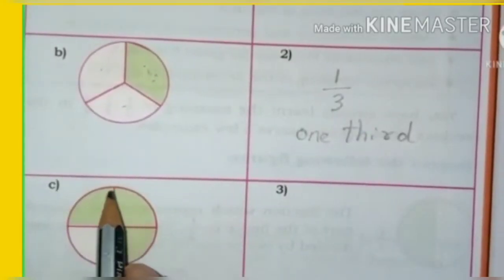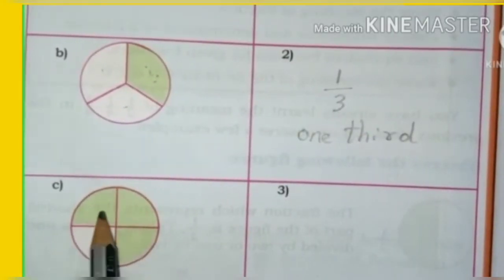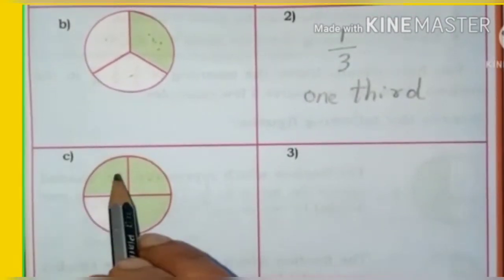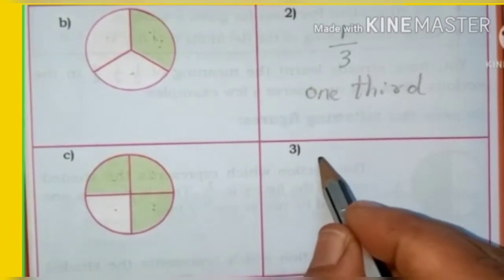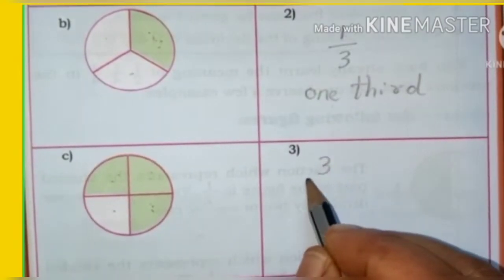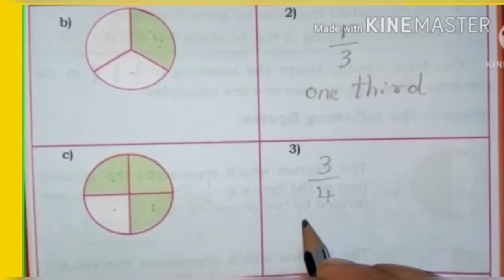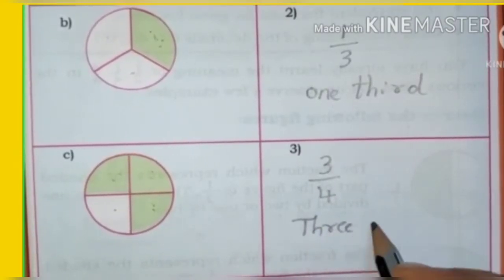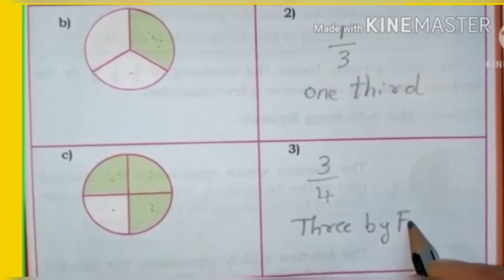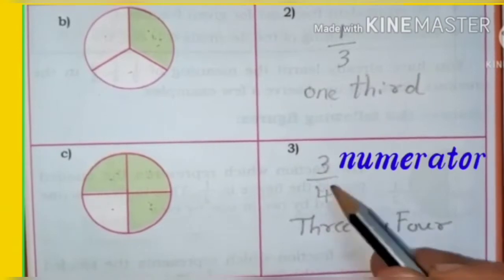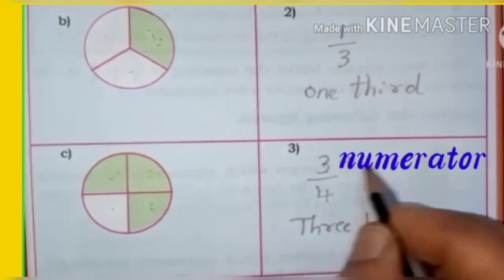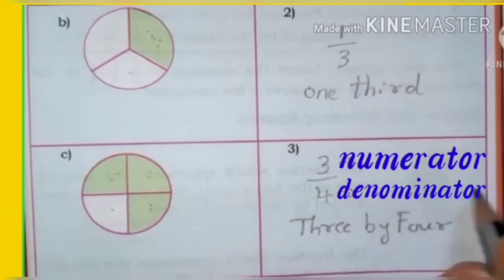Third example, children. The figure has 4 equal parts of a whole and 3 parts shaded. So, the fraction which represents the shaded part of the figure is 3 divided by 4. This is read as 3 by 4, or 3/4. Here 3 is the numerator and 4 is the denominator.